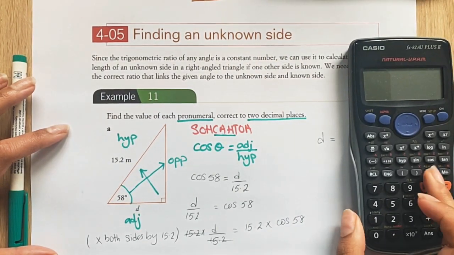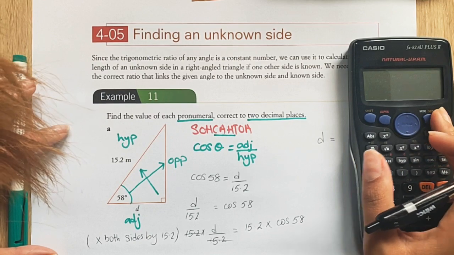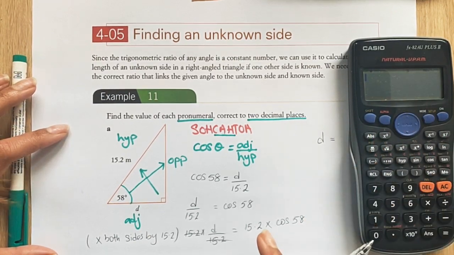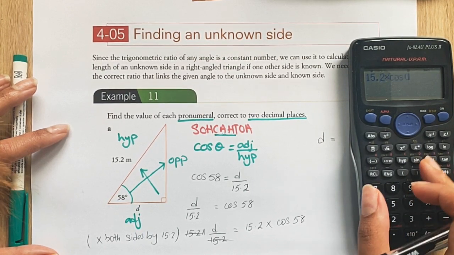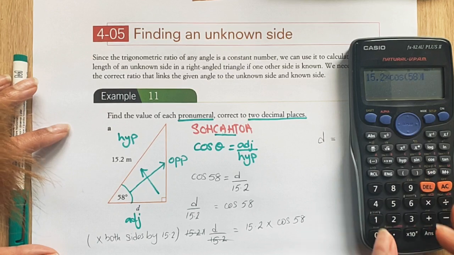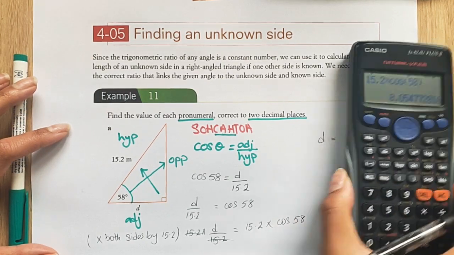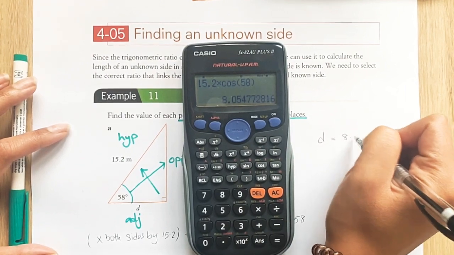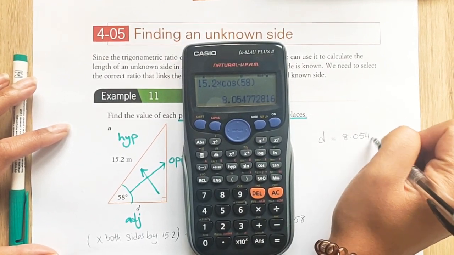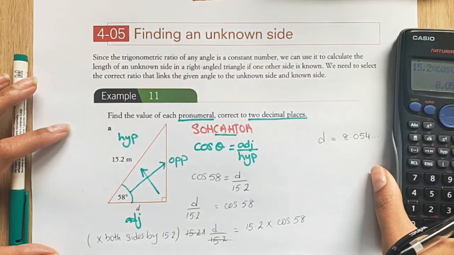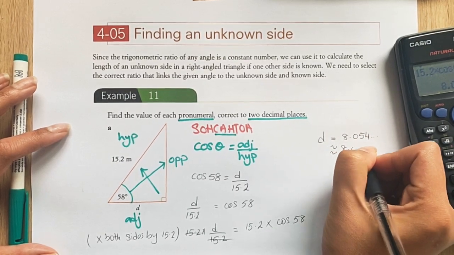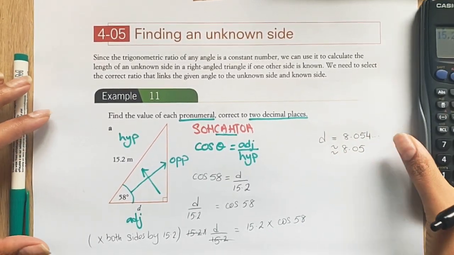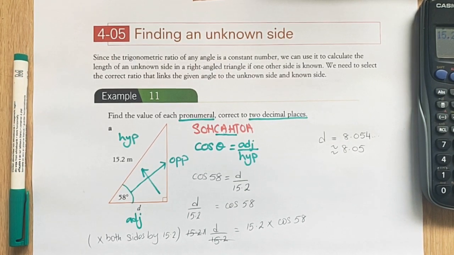Make sure your calculator is in degrees. So here we have 15.2 multiplied by cos 58 equals 8.054... Now we want to approximate the value of D to 2 decimal places. So it would be 8.05.